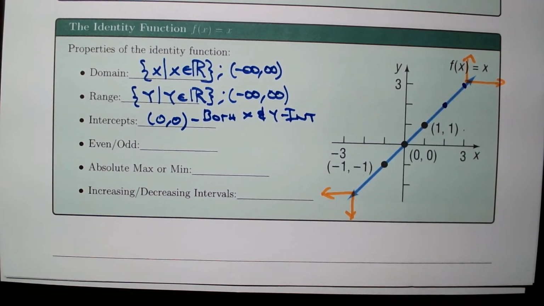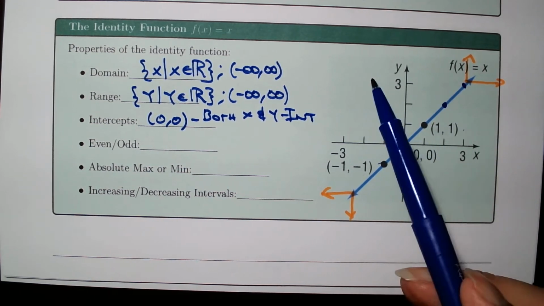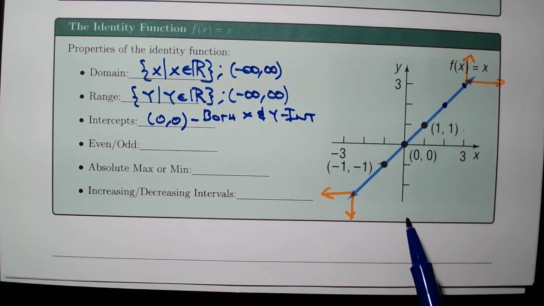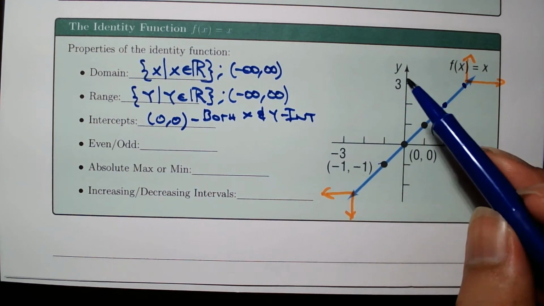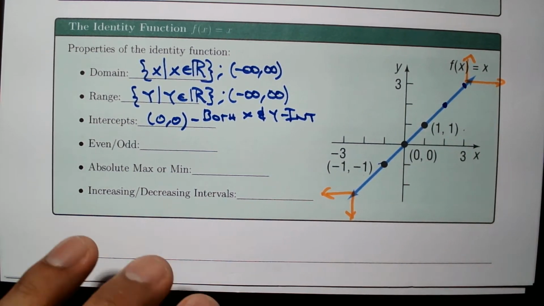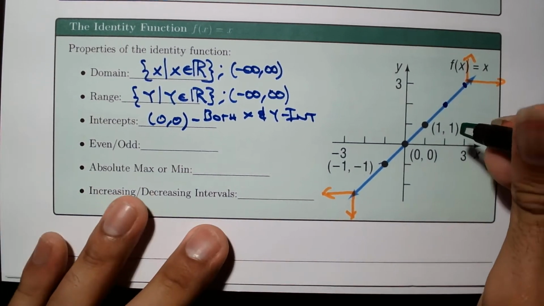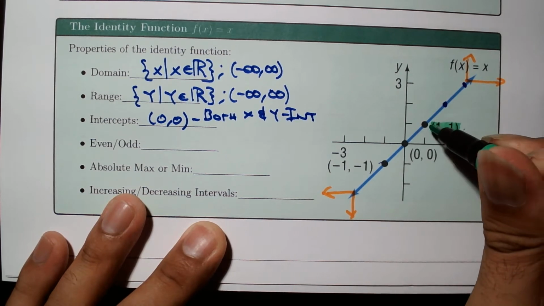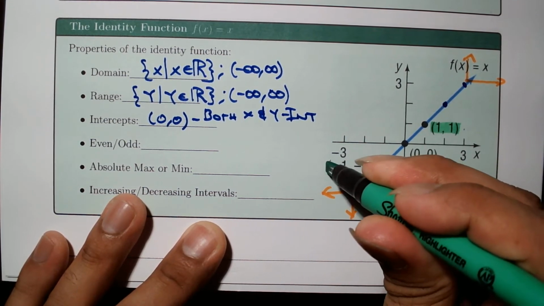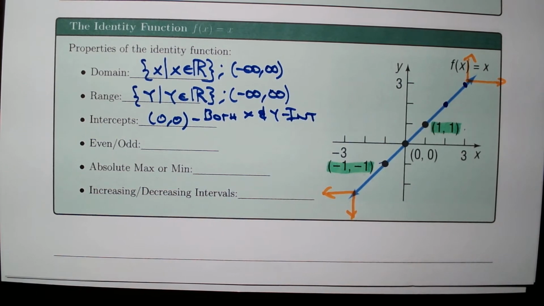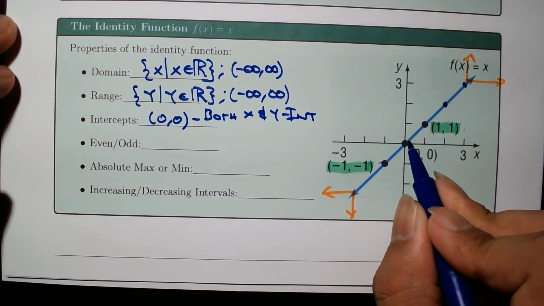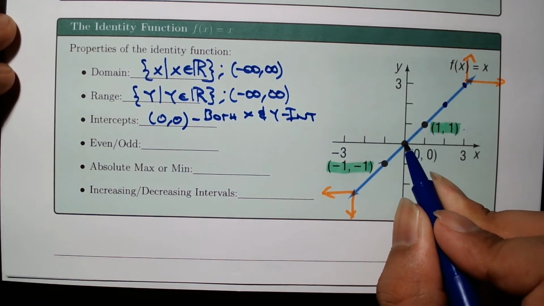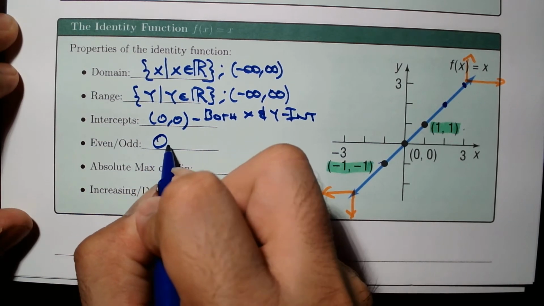Is this function even or odd? Well, let's look at the symmetry. So clearly this function, the graph, is not symmetric about the y-axis. However, in this case, this function is symmetric about the origin because we have the point (1, 1). If we change the sign of both numbers 1 and 1, we get (-1, -1), which is a point that also exists on the graph of f(x). So for that reason, the function is symmetric about the origin, which makes it an odd function.